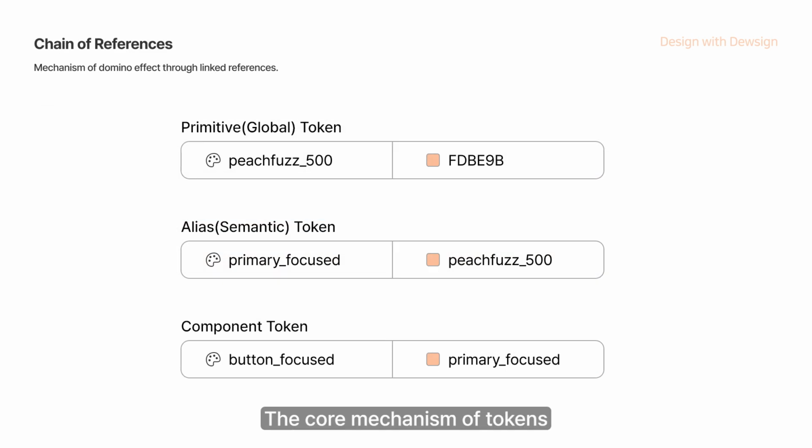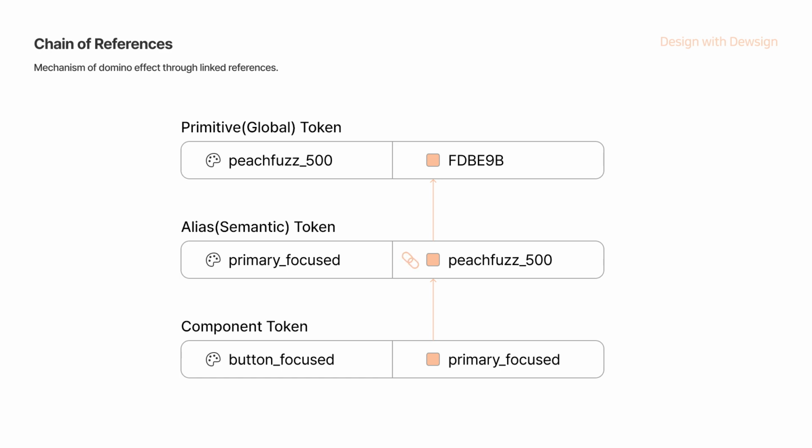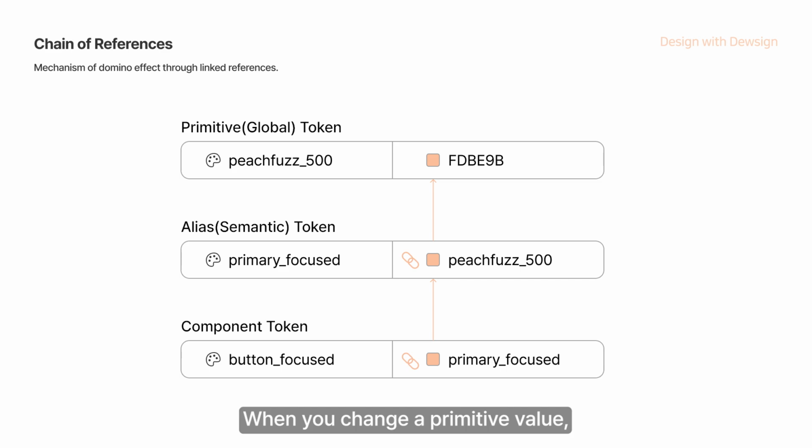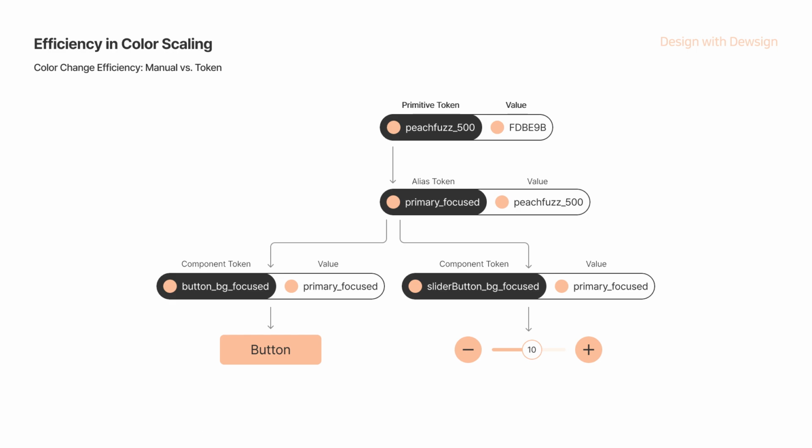The core mechanism of tokens is that you never enter values directly. Component tokens reference semantic tokens, and semantic tokens reference primitive tokens. Ultimately, this creates a structure of sequential references. When you change a primitive value, it triggers a domino effect, automatically passing the updated value all the way to the final component. What would happen if our main brand color changes from peach fuzz to nautical blue?